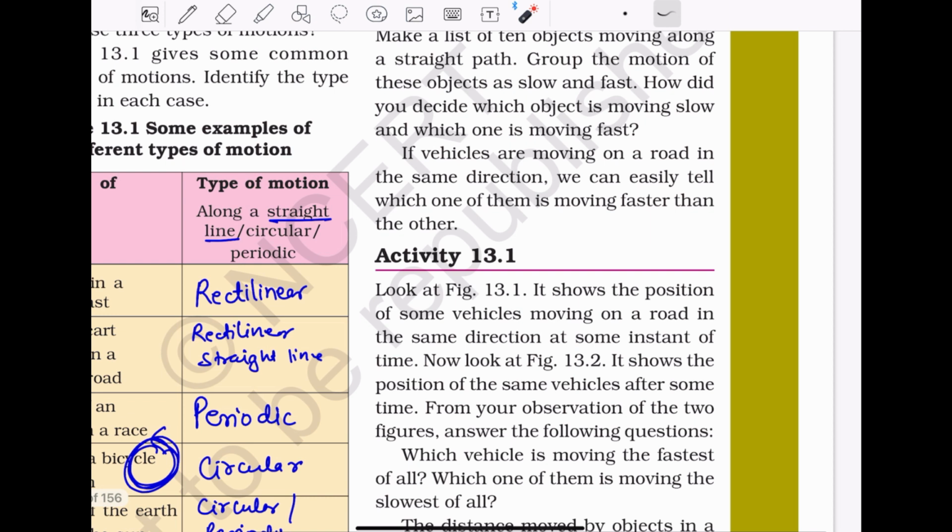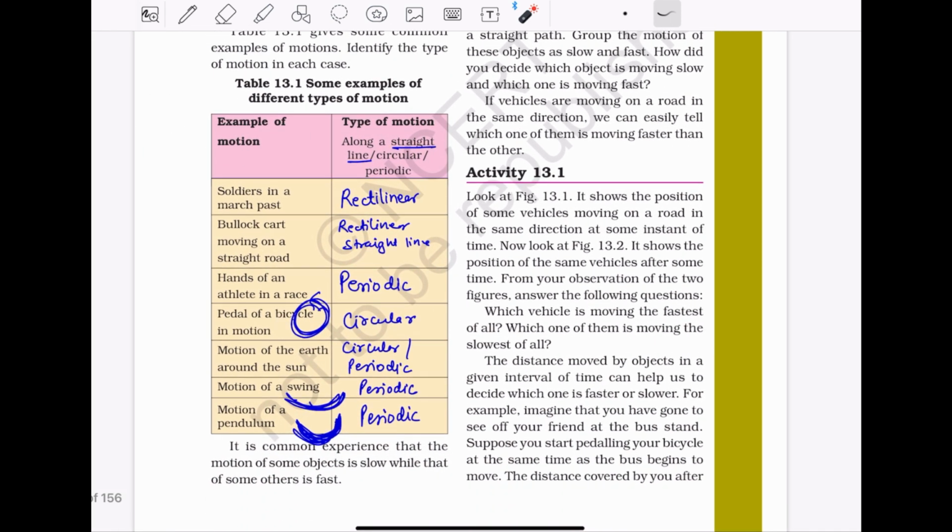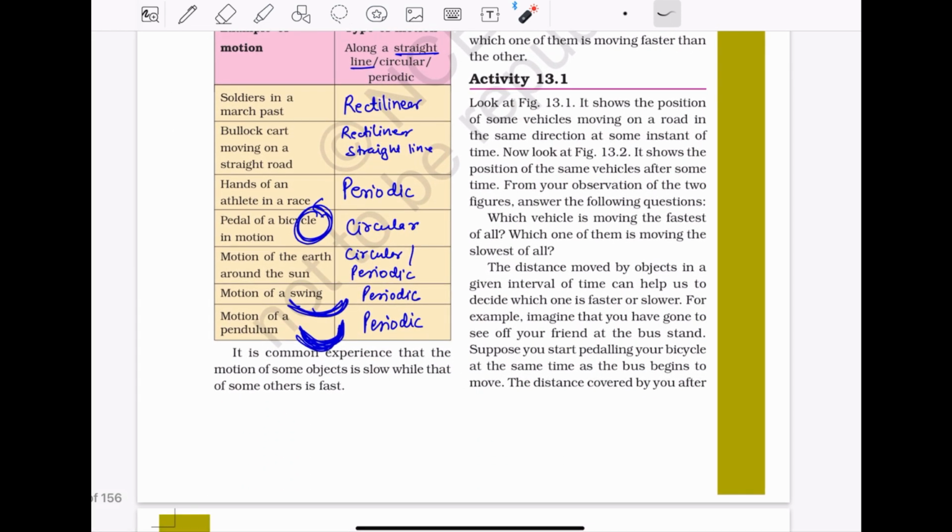If vehicles are moving on a road in the same direction, we can easily tell which one of them is moving faster than the other. So now we have this Activity 13.1. Look at Figure 13.1. It shows the position of some vehicles moving on a road in the same direction at some instant of time, and the position of the same vehicles after some time. From your observations of the two figures, answer the following questions. Which vehicle is moving the fastest? Which of them is moving the slowest?